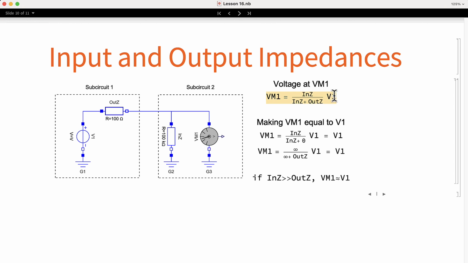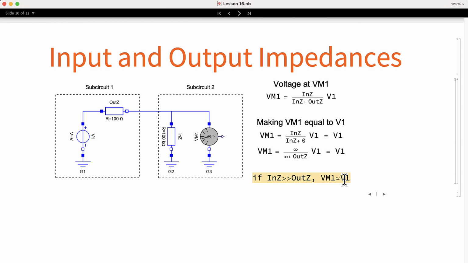What options do we have to make the voltage Vm1 equal to V1? The first one is to have a 0 ohm output impedance on subcircuit 1. In that case, the formula is simplified and effectively Vm1 is equal to V1. The second option is having an infinite input impedance on subcircuit 2. In reality, it will be almost impossible to have an infinite input impedance or 0 output impedance. Therefore, a good enough solution will be to have an input impedance much larger than the output impedance. In that case, the measured voltage Vm1 will be approximately V1.